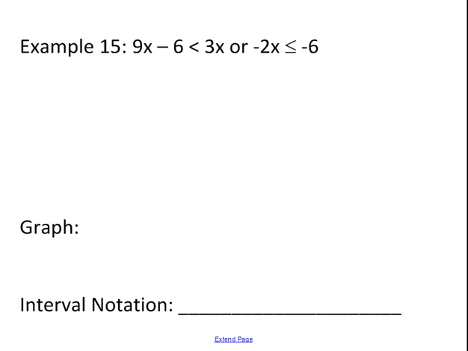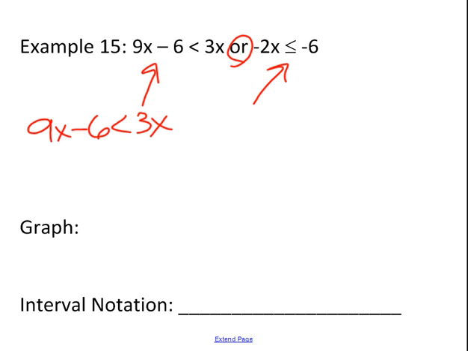Example 15 is an or. That means I've got to solve this one. I've also got to solve this one. Okay, so I have 9x minus 6 is less than 3x. When you're working with inequalities, it's always better to have a positive x. So I'm going to subtract the 3x.